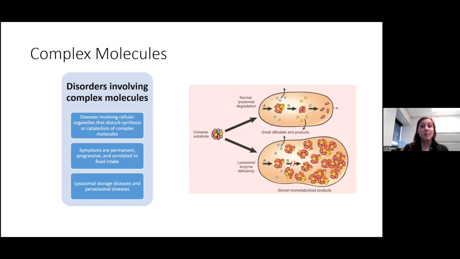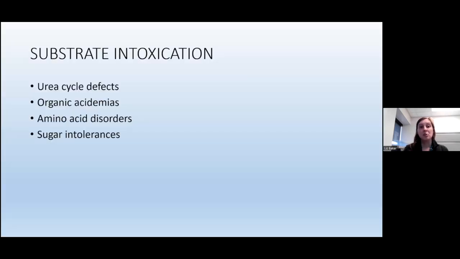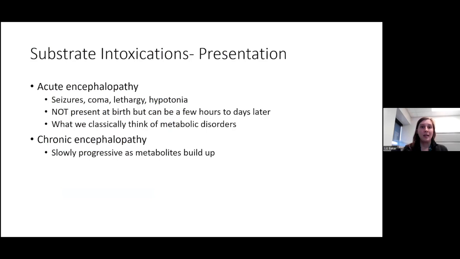Now with that in mind, we'll go through each one of these categories and talk about different disorders within them. For substrate intoxication, those include urea cycle defects, organic acidemias, amino acid disorders, and sugar intolerances. They present as either an acute encephalopathy or a chronic encephalopathy. Acute encephalopathy presents with seizures, coma, lethargy, and severe hypotonia. And that's not present at birth.